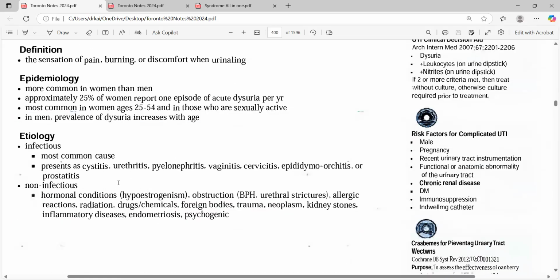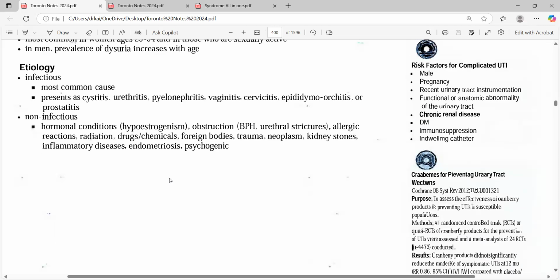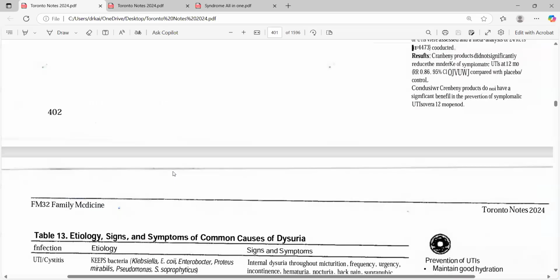Dysuria is like UTI mainly. There is burning sensation, there is leukocytes. Even on the dipstick, there is leukocyte, nitrites and dysuria. So usually we start the treatment. Risk factors for the complicated UTI is male, pregnancy, urinary tract instruments, or then anatomical abnormality. So it could be cystitis, urethritis, pyelonephritis.